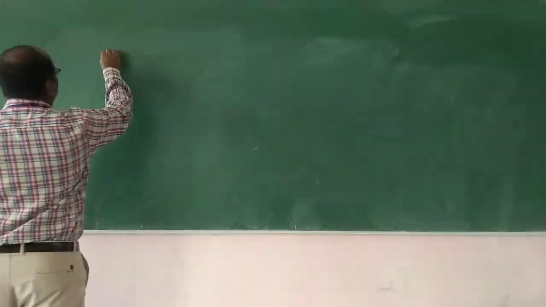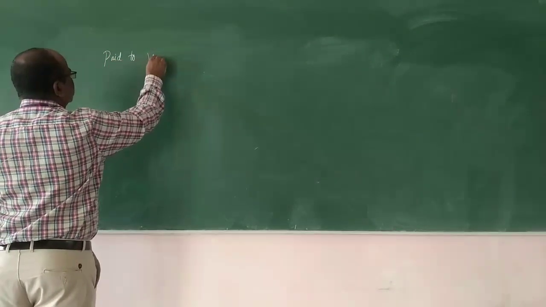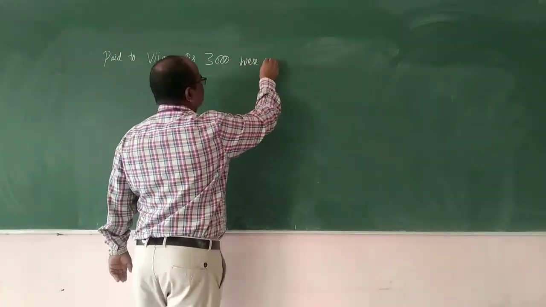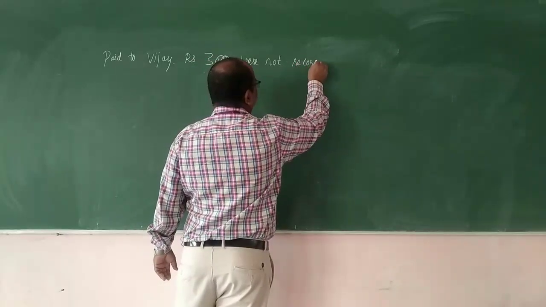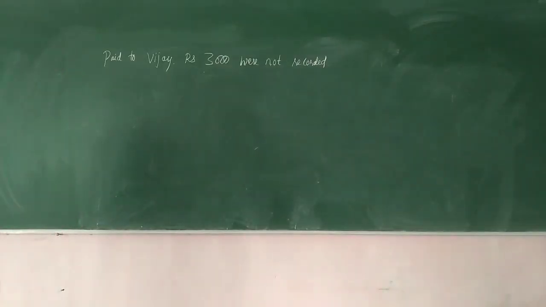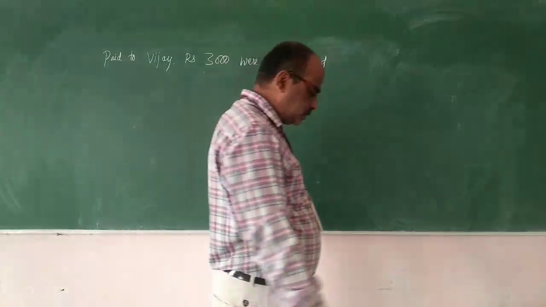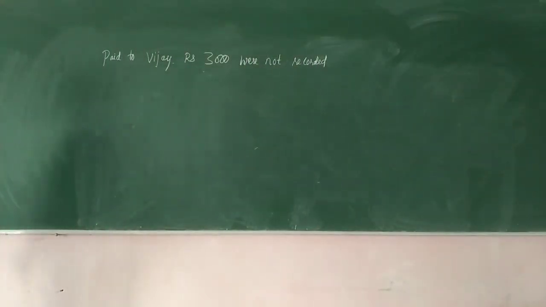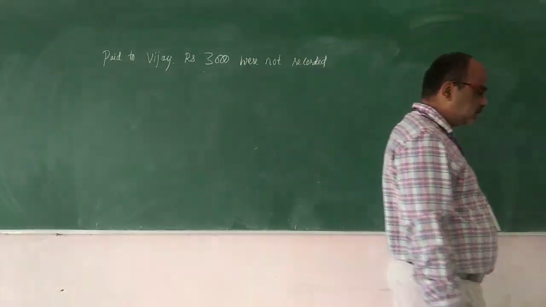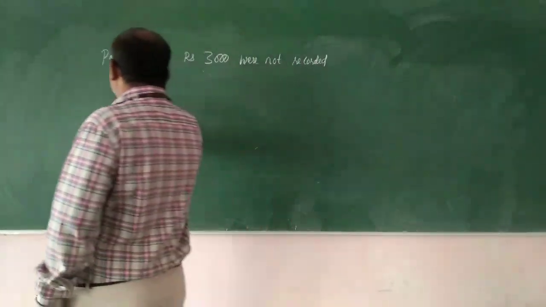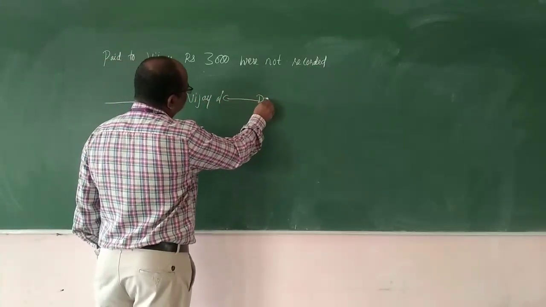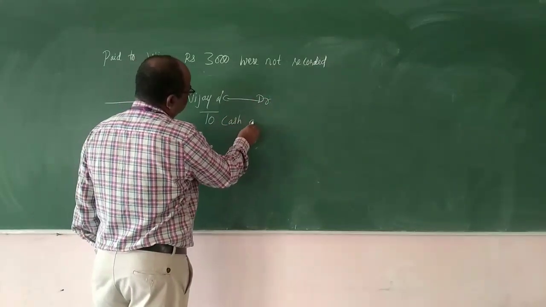Here 3,000 was not recorded. So this is an error of omission. What has happened is you have paid rupees 3,000 to Vijay, but you have not recorded that anywhere. So now what is the entry that will rectify this error? There is no wrong entry. You have not made any wrong entry, and the correct entry for this is Vijay account debit to cash account.